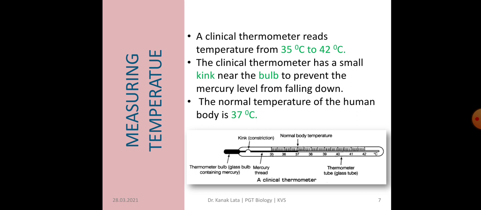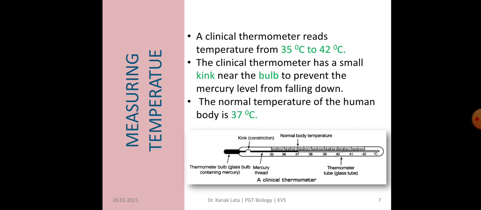A clinical thermometer reads temperature from 35 degrees Celsius to 42 degrees Celsius, meaning that the minimum temperature which can be measured by a clinical thermometer is 35 degrees and the maximum temperature which can be measured is 42 degrees. Beyond 42 degrees or less than 35 degrees, we can't measure the temperature by a clinical thermometer. And this clinical thermometer also has a small kink near the bulb.